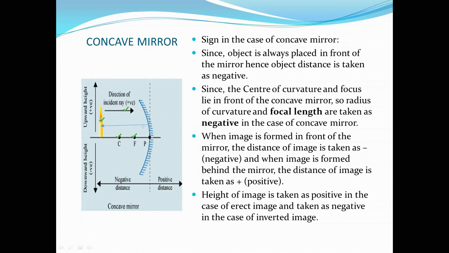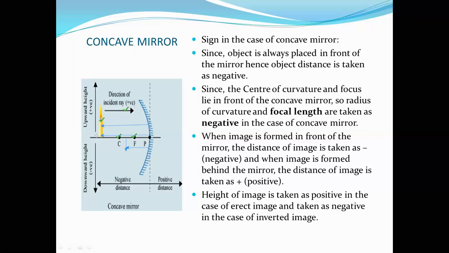This is the object distance from pole, from here to here. It is represented by U. It is taken as negative. And because in this case also image is formed somewhere here, this is the image. Image is also in front of the mirror. So we are measuring image distance like this. Again, opposite to the direction of light, taken as negative.